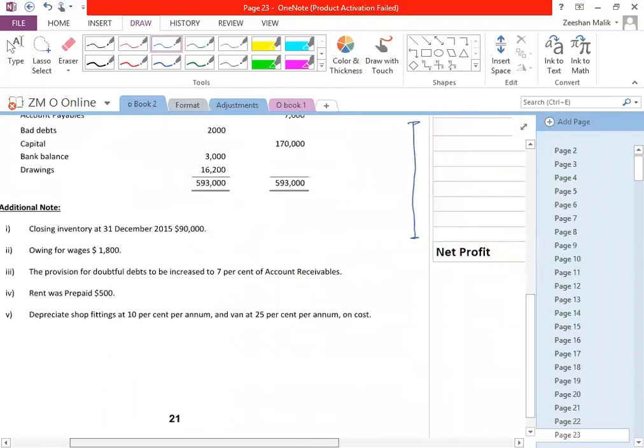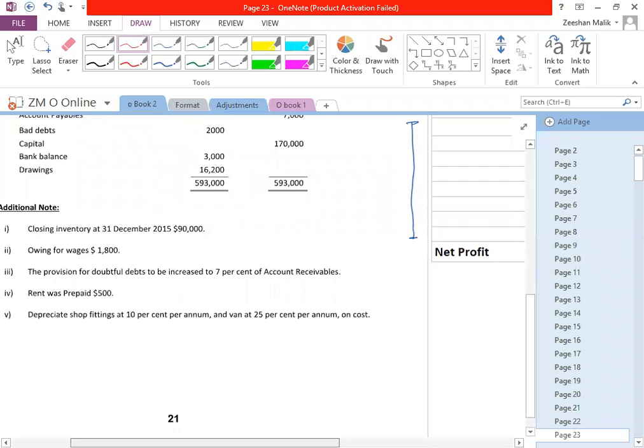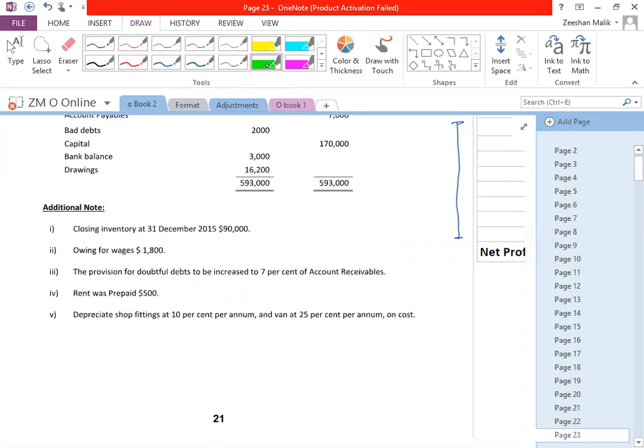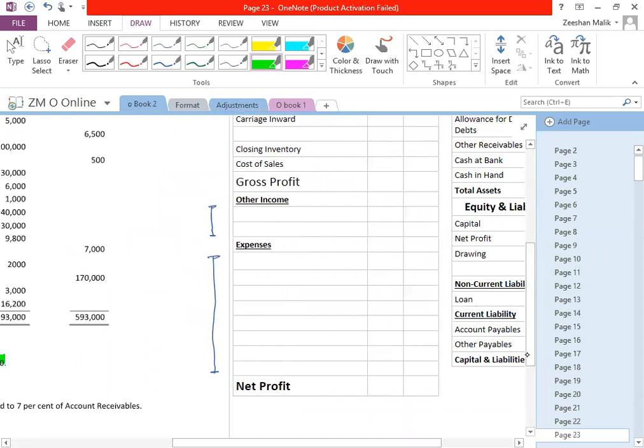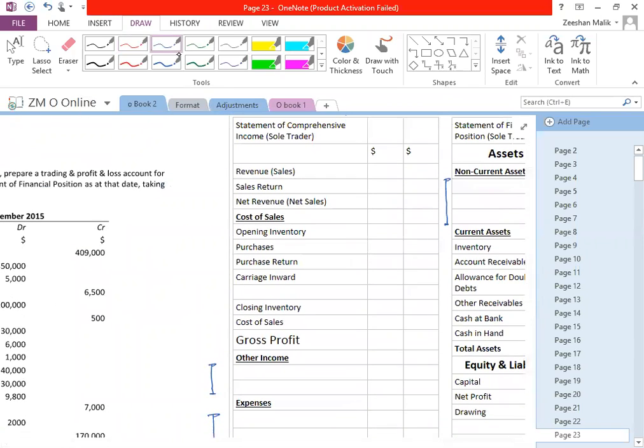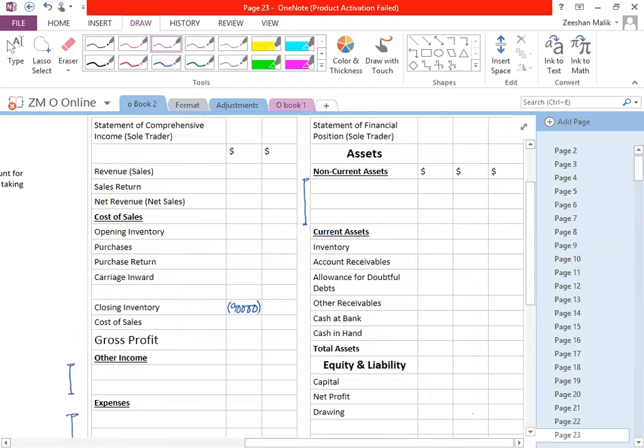So here we go for the adjustments. First adjustment. Clothing inventory 90,000. Clothing inventory appears in 2 places. Number 1, income statement cost of sale. Here, clothing inventory 90,000, and it is a current asset also, in the middle column. You must remember the columns.